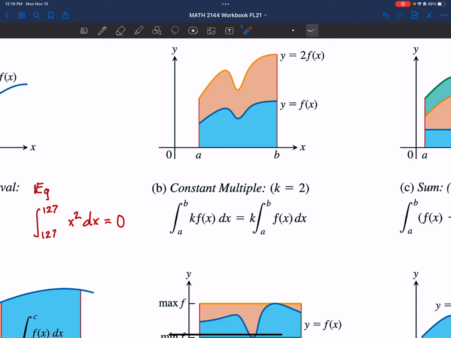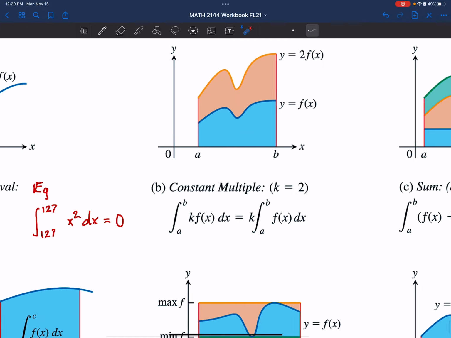B is the constant multiple rule. So again, this up above is using k specifically 2, but if you have some sort of area and you multiply the function by 2, you basically just double the area. In other words, the constants can be brought out in front. We already talked about this rule with the indefinite integral, so it carries over with the definite integral.